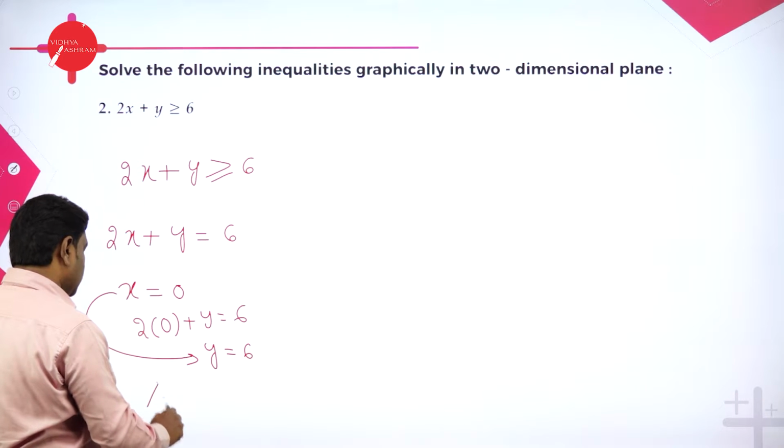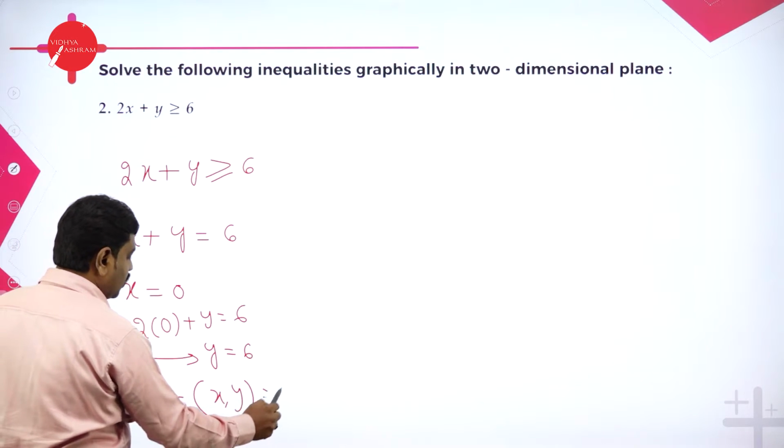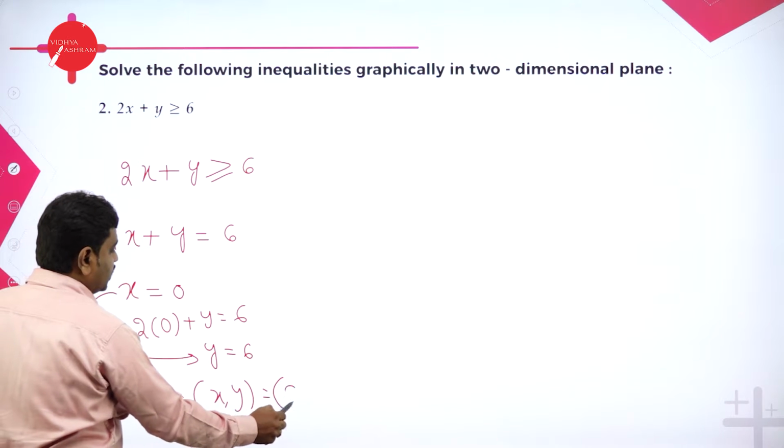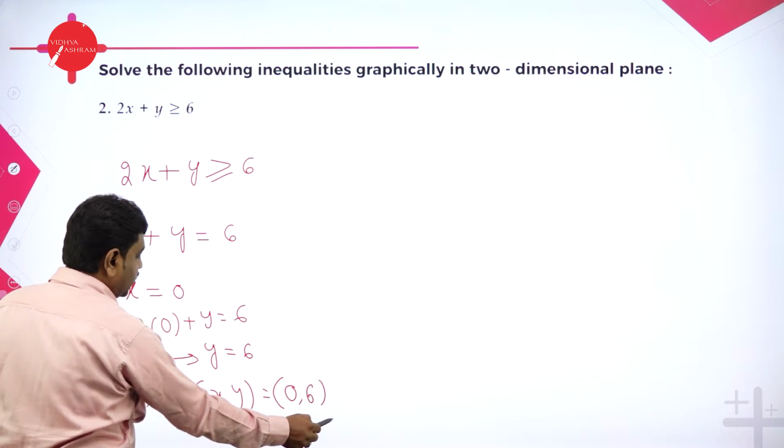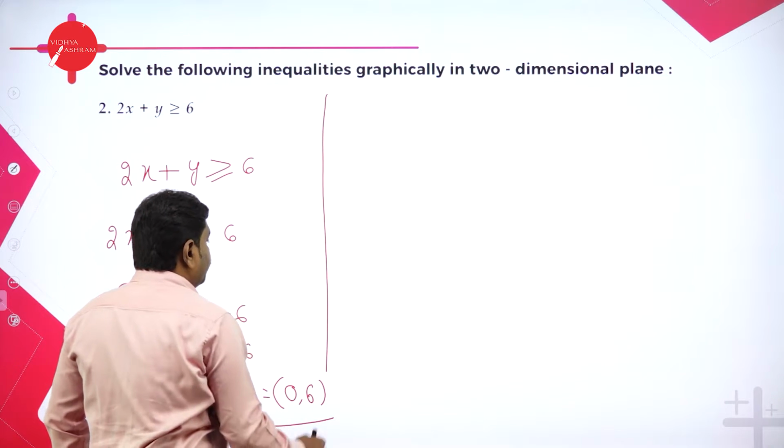So we got a point. I call this point A. A is what? x comma y. A point is always written as x coordinate and y coordinate. The x coordinate is 0 and the y coordinate is 6. You got A.